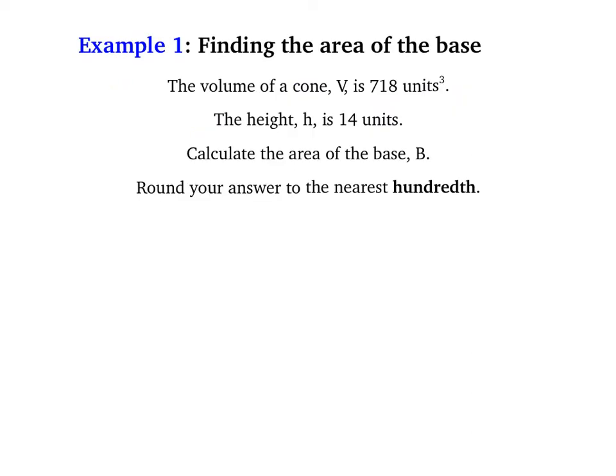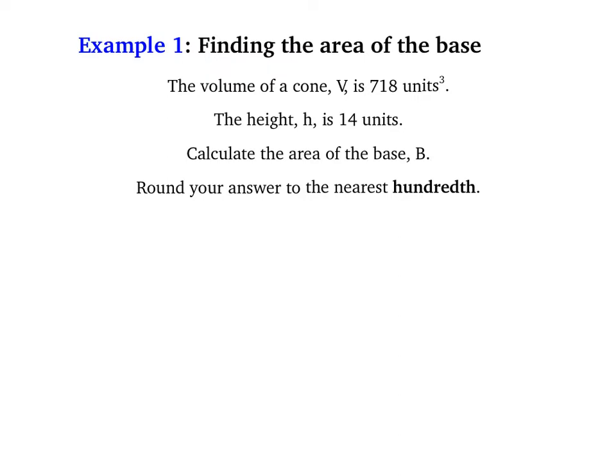In this first example, we're going to learn how to calculate the area of the base. This problem states the volume of a cone, V, is 718 cubic units. The height, H, is 14 units. Calculate the area of the base, B. Round your answer to the nearest hundredth.